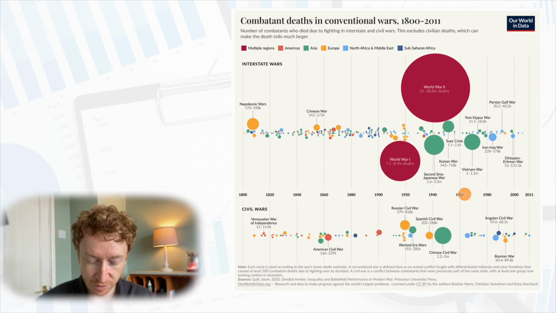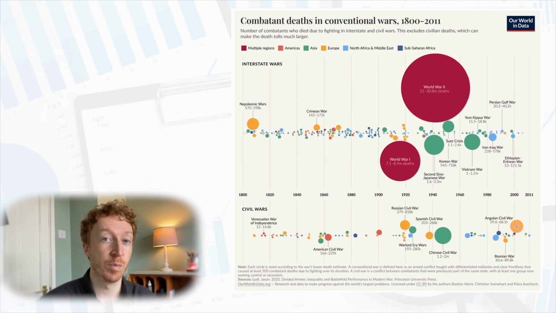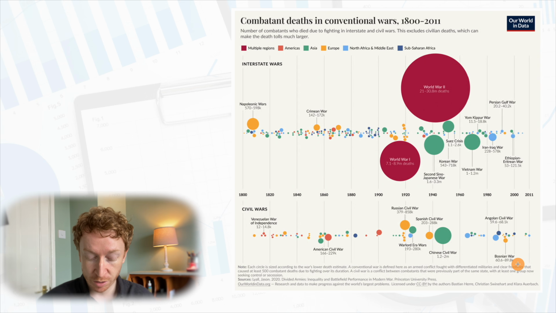Over the past 50 years, from 1960 to 2011, there have not been a large number of civil wars, but we can see some smaller civil wars. For example, the Angolan Civil War and the Bosnian Civil War, both of which occurred between 1980 and 2000.